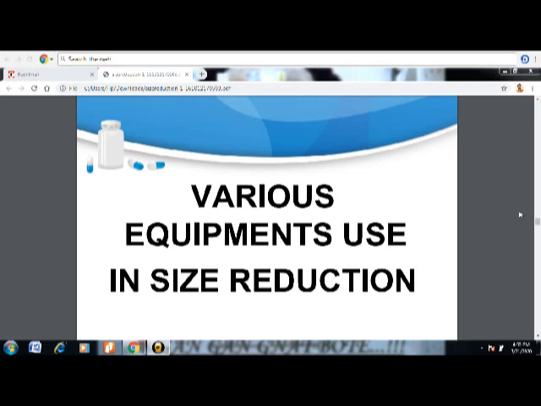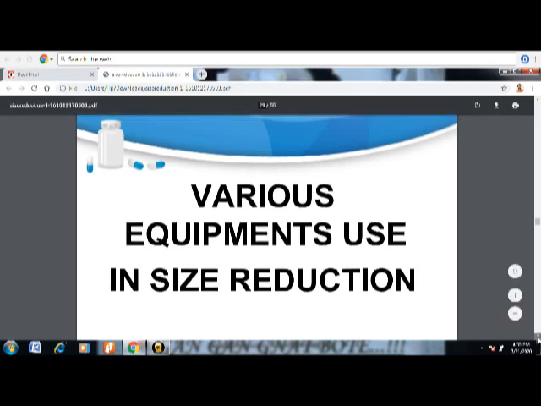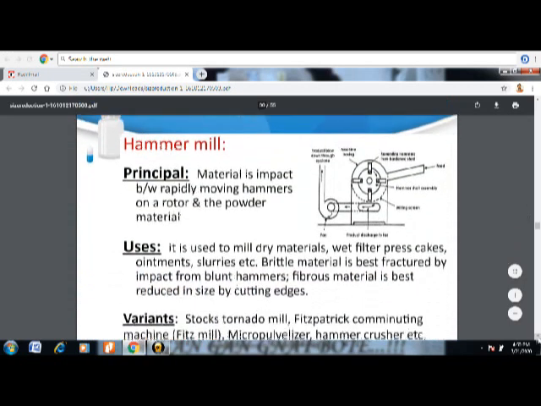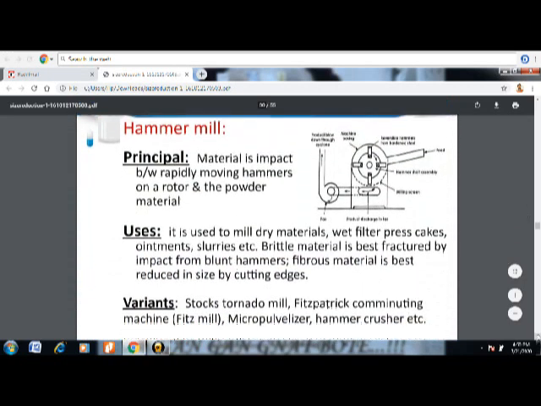Today we'll discuss the equipment which is used in size reduction. The first equipment which we will study is the hammer mill. See, this is the diagram of the hammer mill. Now what is the hammer mill, or what is the basic principle of the hammer mill?